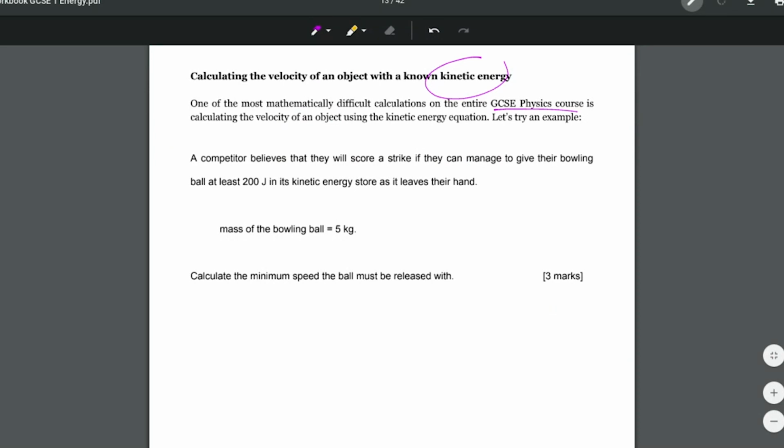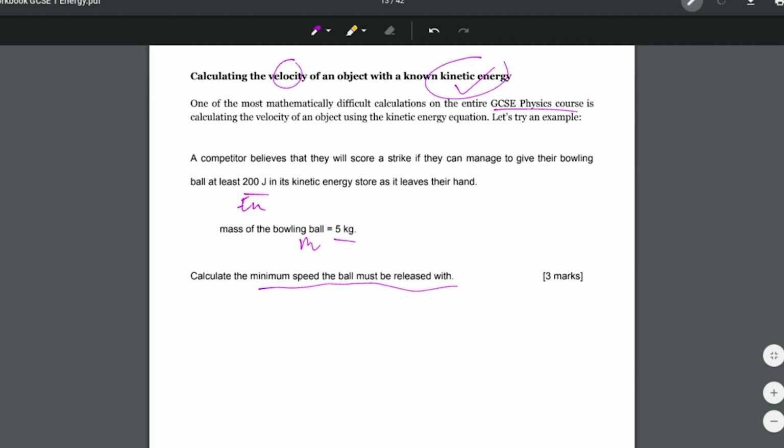Let's do this in terms of an example. Right, a competitor believes they'll score a strike if they manage to give their bowling ball at least 200 joules in the kinetic energy store as it leaves their hand. We've got the mass of the ball. Calculate the minimum speed the ball has got to be released with. So what we're doing here, we're calculating the velocity and we know the kinetic energy. So they've given us that there. That's our EK, and our mass here is 5 kilograms.